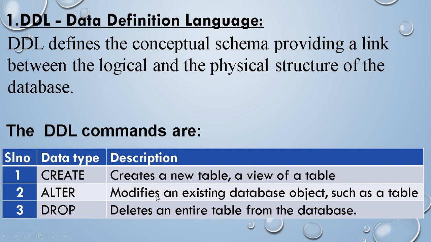Alter command is modifying an existing database object such as a table. If you need to make any changes to your table, then you have to use an alter command. Drop command is used to delete the entire table from the database. The entire table will be deleted from the database. Once the table is deleted, you will not get back that data or the table.